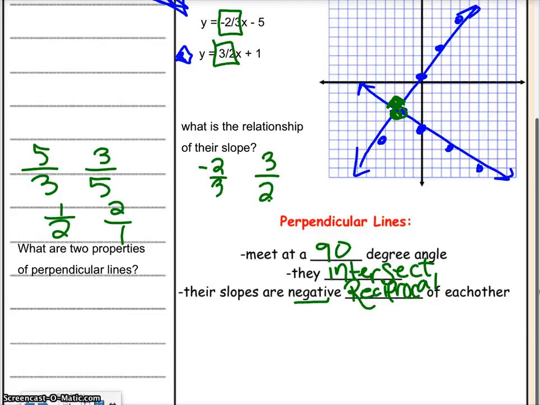So notice that we have -2 over 3. Opposite of negative is positive. Opposite of 2 over 3 is 3 over 2. That's the relationship between reciprocal, perpendicular lines. Parallel, same. Reciprocal, total opposite.